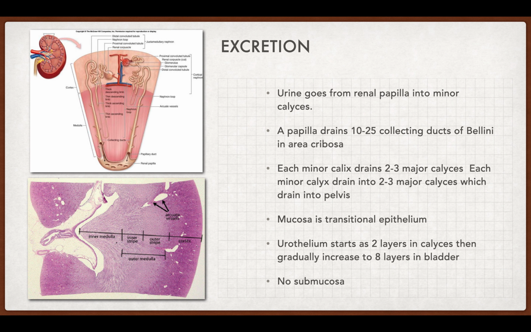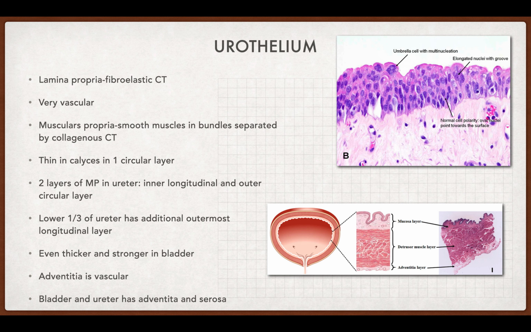The mucosa is transitional epithelium, and there is a urothelium, which begins as 2 layers in the calyx and then gradually increases to 8 layers in the bladder. So that's pretty interesting. And the urothelium has no submucosa. The urothelium is going to be very vascular.